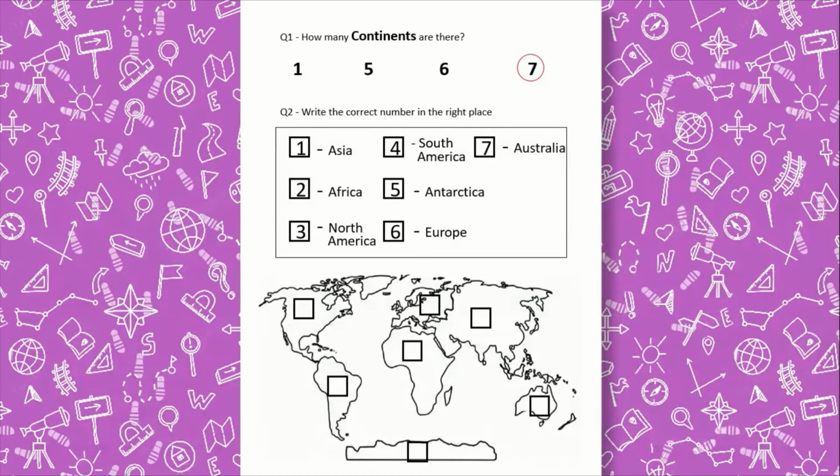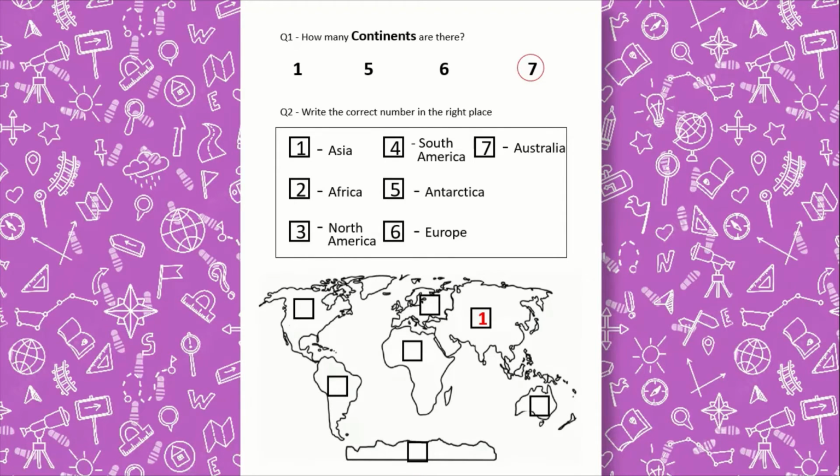Now let's solve the worksheet together. The first page, how many continents are there? 1, 5, 6, or 7? 7. Correct. Now let's put the numbers in the right place and try and remember the right animal. Number 1 is Asia. The panda lives in Asia. Where is number 1? Right here. Correct.